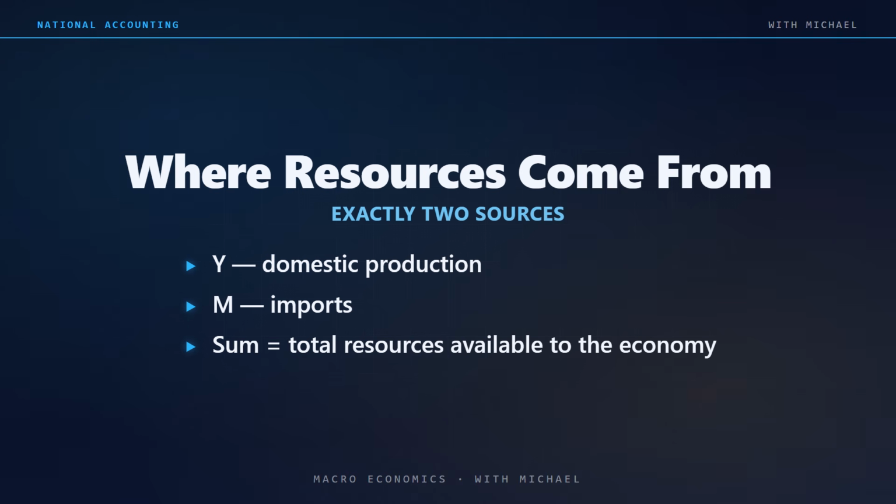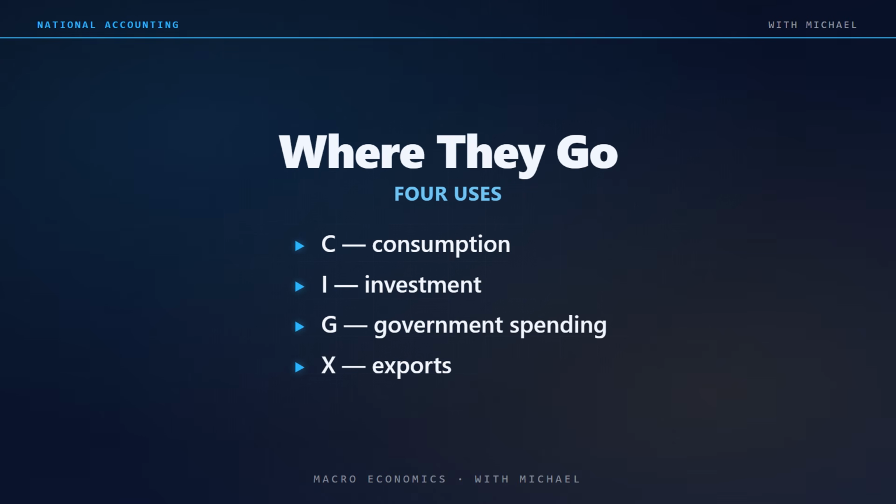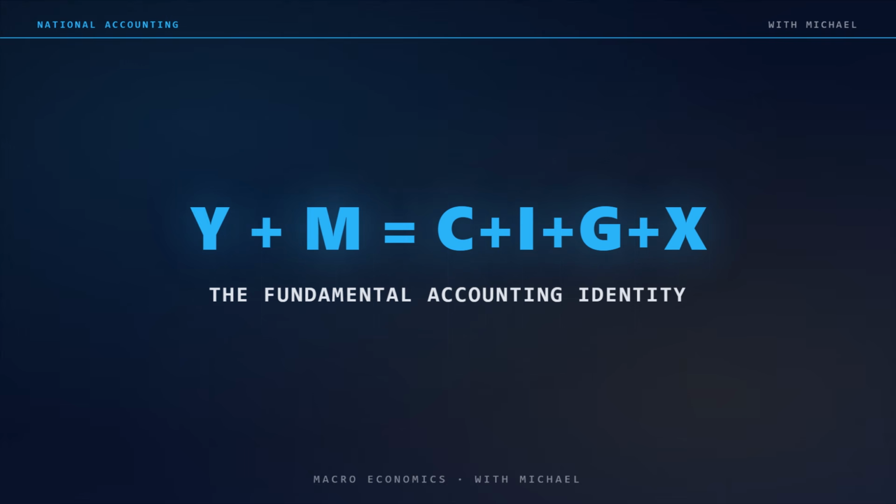On the uses side, we list what those resources are used for: consumption C, investment I, government spending G, exports X. The fundamental identity of national accounting is sources equal uses. Y plus M equals C plus I plus G plus X. Rearranging, we get Y equals C plus I plus G plus X minus M, which is exactly the expenditure GDP identity from Section 1. This is the same equation viewed from 2 different angles.